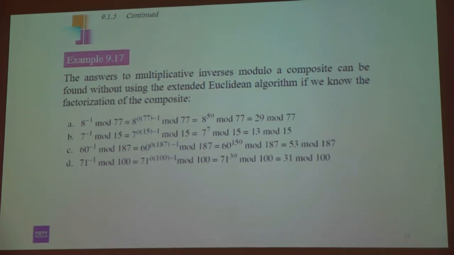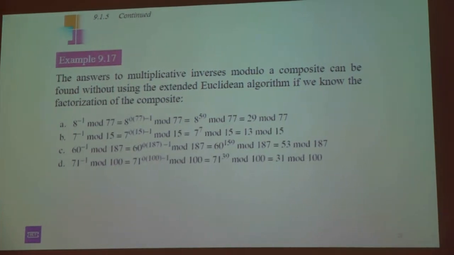So multiplicative inversion modulo a composite can be found without using the extended Euclidean algorithm if we know the factorization of that composite. So for example, in the first example, I need to know the multiplicative inverse of 8 modulo 77.